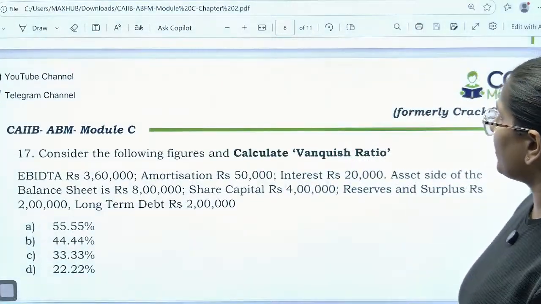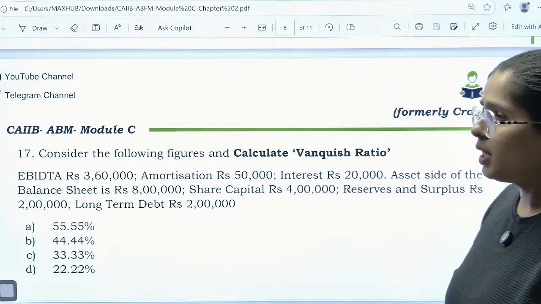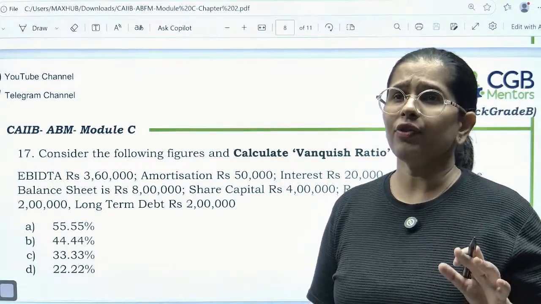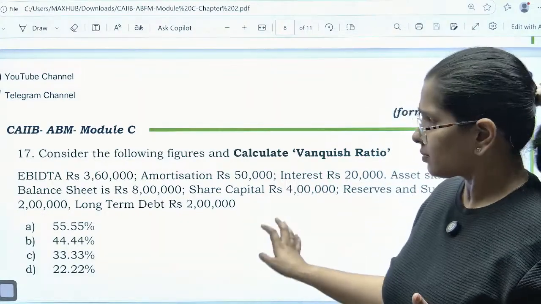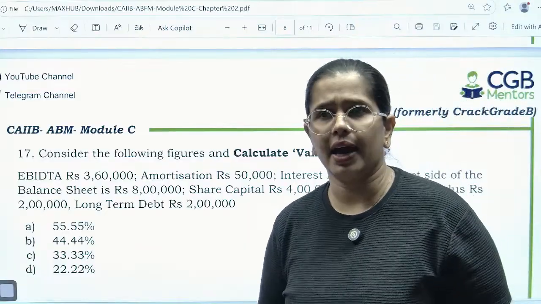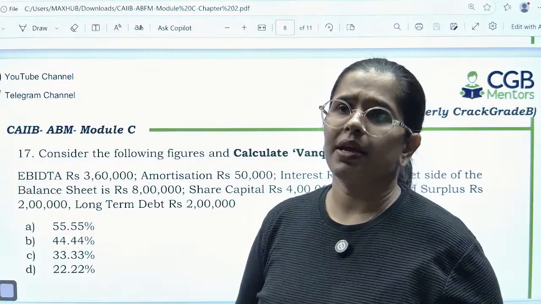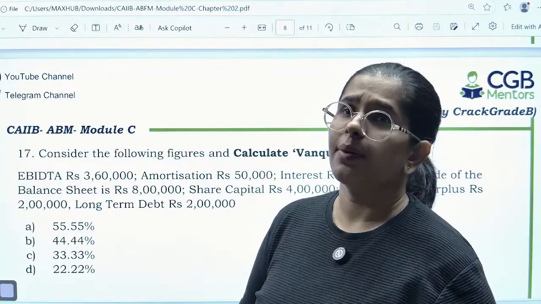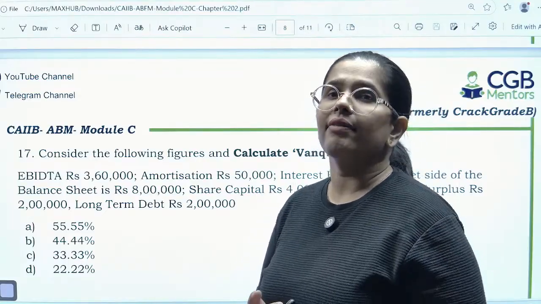Now next question we have the vanquish ratio. This kind of ratio is not very frequently mentioned by the ICAI, right? ICAI does not mention it, but your IIBF book mentions it. So that is why we have included it.